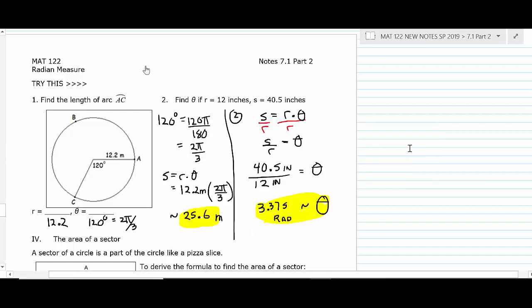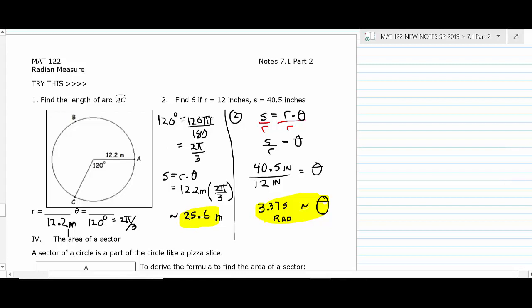Okay, so let's check what you did and see if you did this on the right track, and I'll kind of talk through this. The idea is you have the radius was 12.2 meters, and the central angle is 120. So the first thing you had to do is convert this to radians. If you didn't do that, you would have got an answer that wouldn't have made any sense. It would have been way too big.